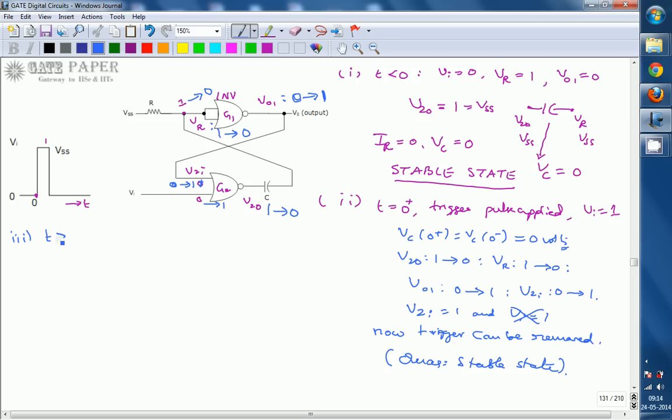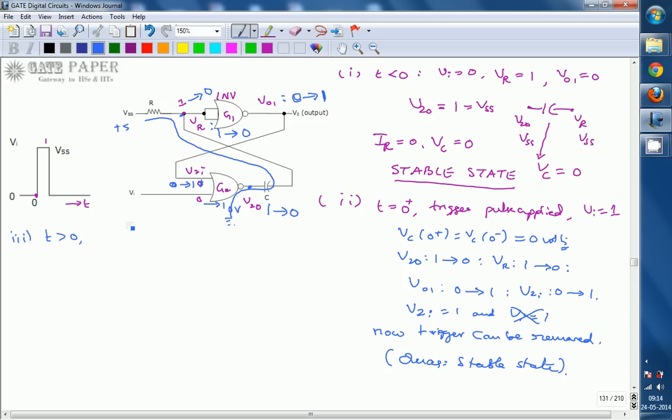For t greater than 0, time increases. As time progresses, what you are applying is 0 volts. This 0 volts, and the capacitor is at 0 volts, so here you are going to get 0 volts, and what you are applying is plus 5 volts. This plus 5 volts is applied through R and C like this, and it will be going into the ground.